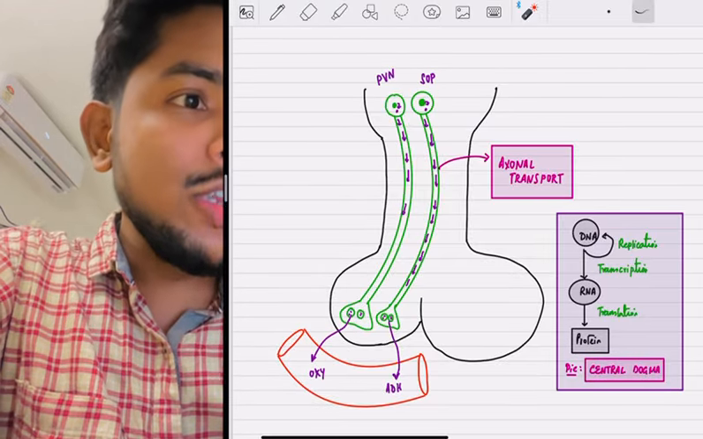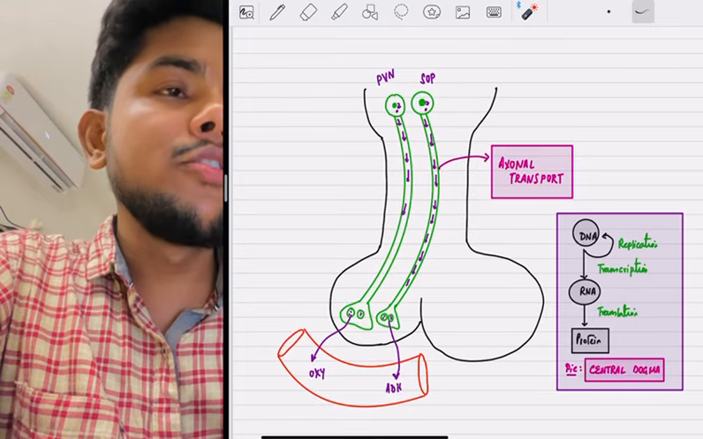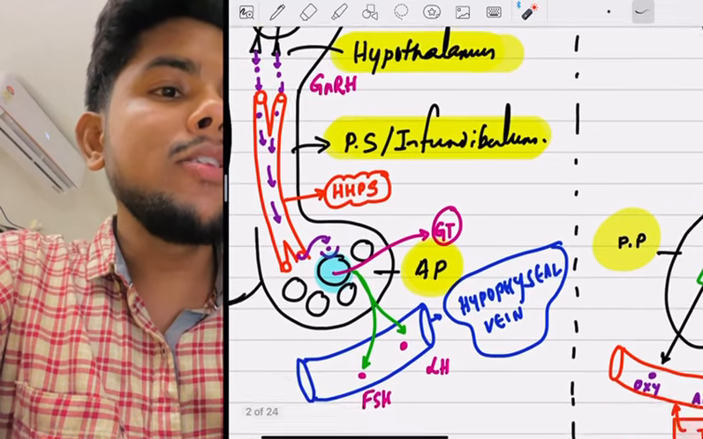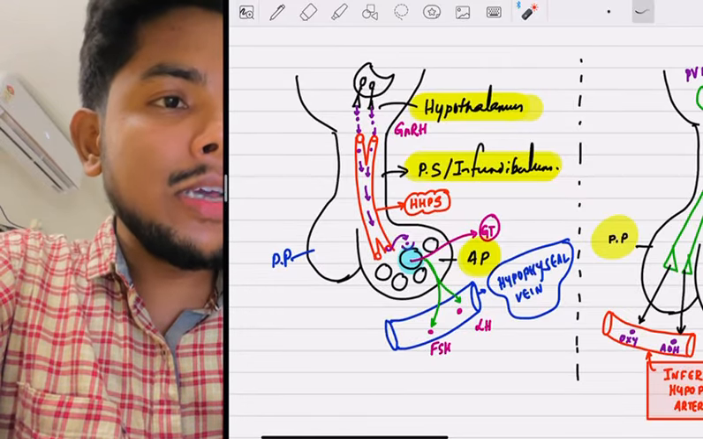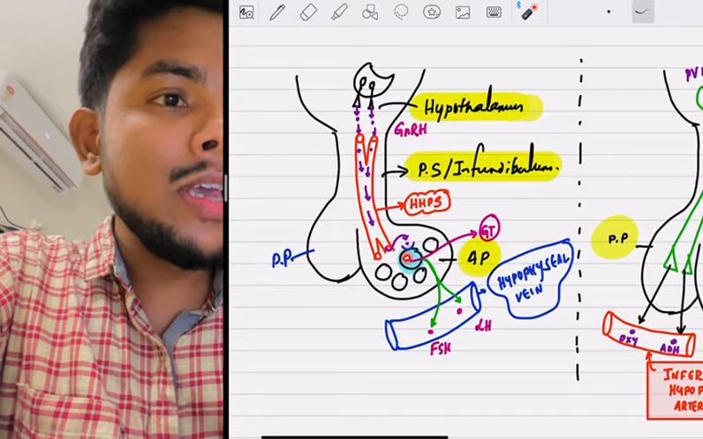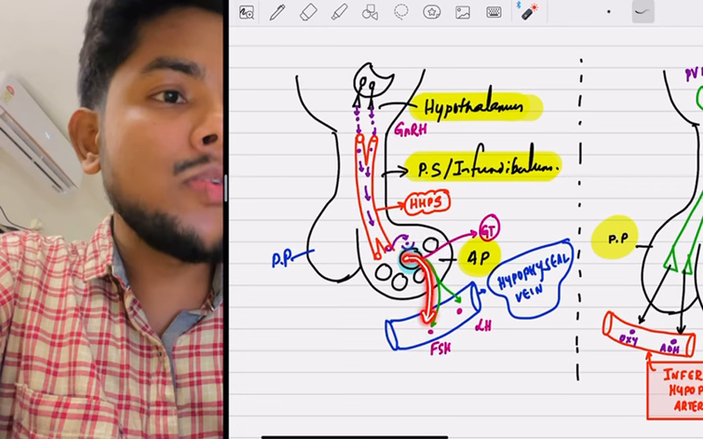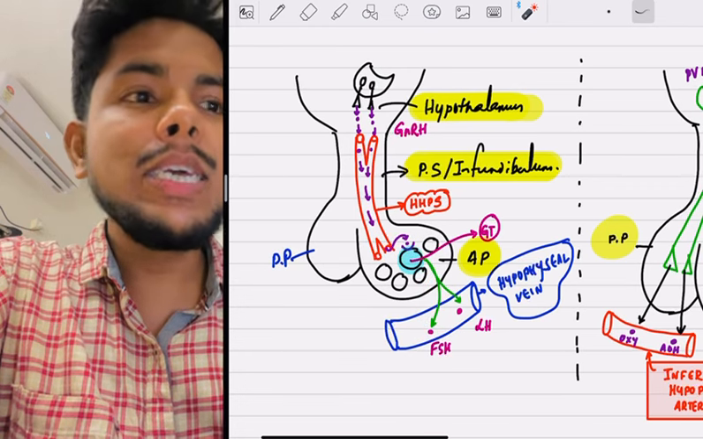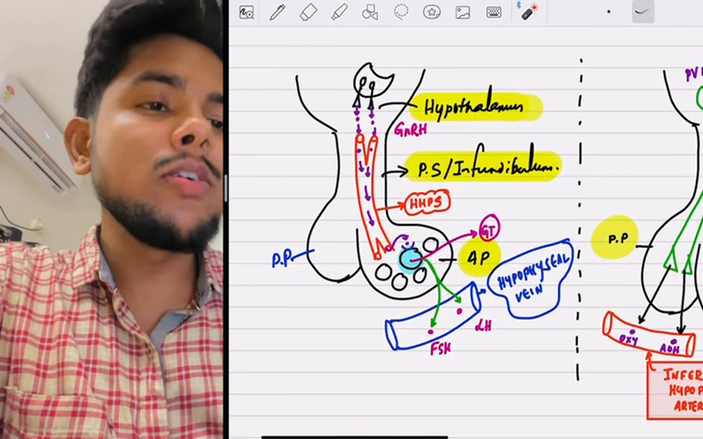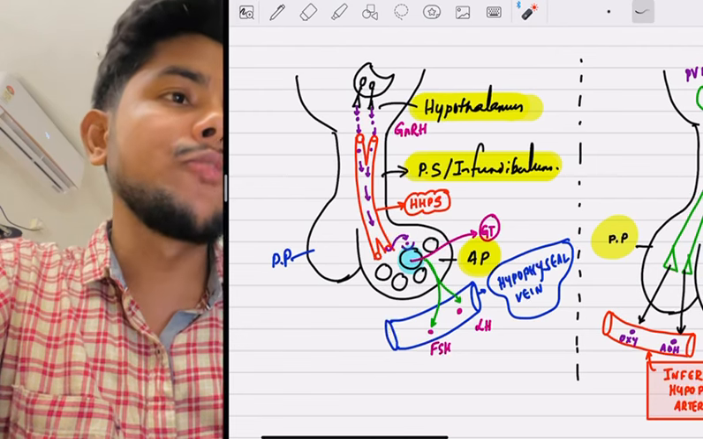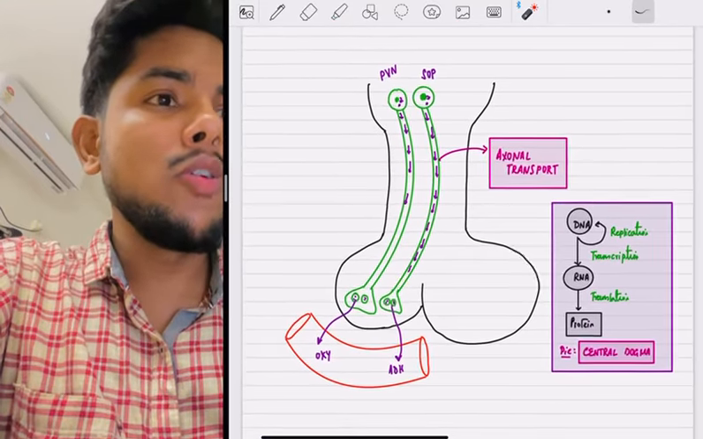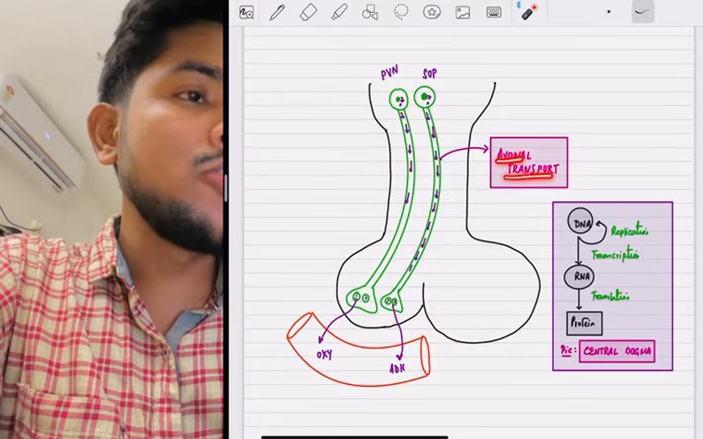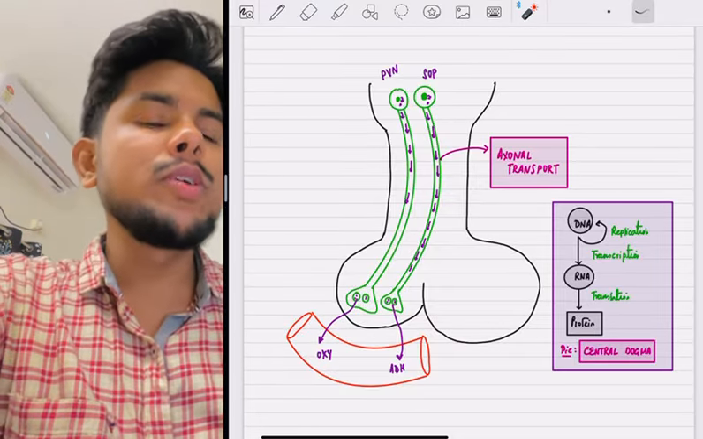On the contrary, if I talk about the anterior pituitary gland hormones, the hormones are synthesized and then stored and then released from the anterior pituitary gland itself. So there is a very subtle and very important difference. And I hope I have made the axonal transport clear. So this is very, very important.